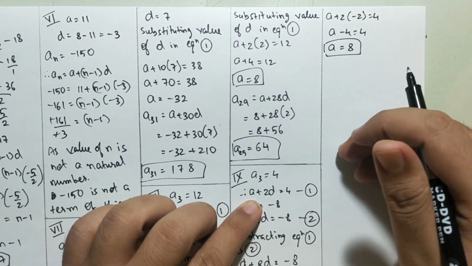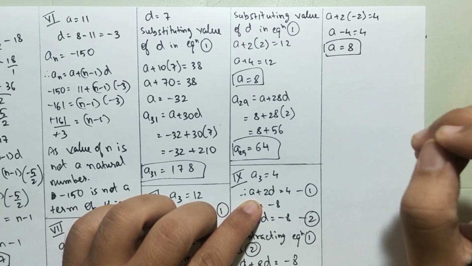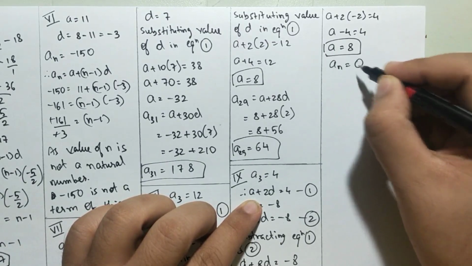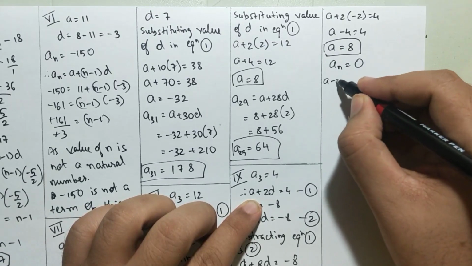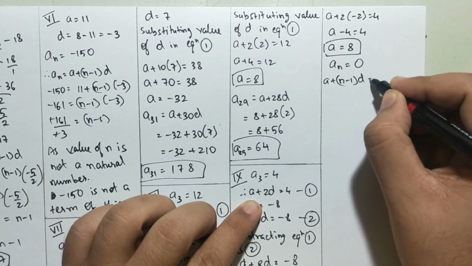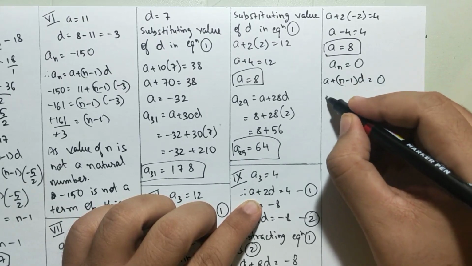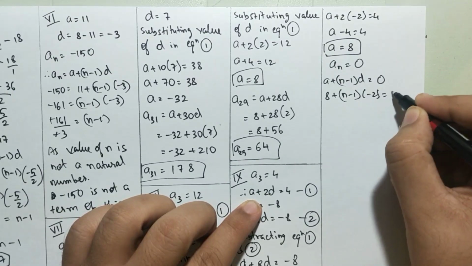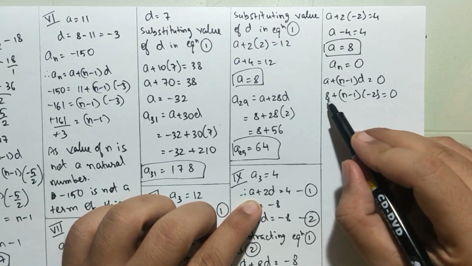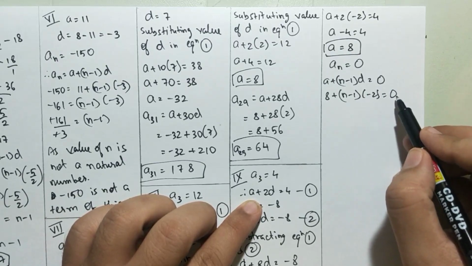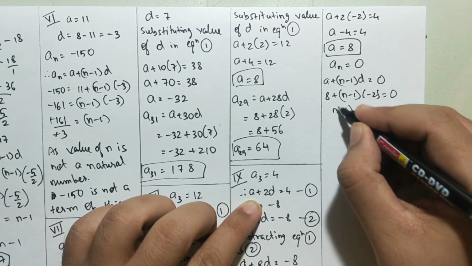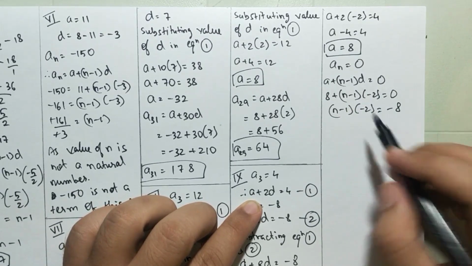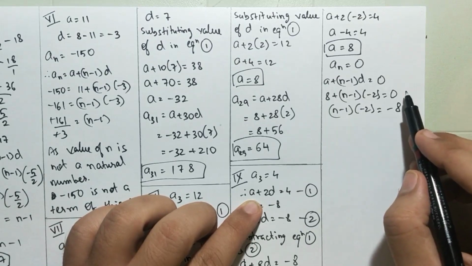Now what is the question? Which term, meaning which number of term, is 0? That is a n equals 0. That is a plus n minus 1 d equals 0. a is 8, d is minus 2. This 8 will go on that side, it will become minus 8. So n minus 1 into minus 2 will be equal to minus 8.